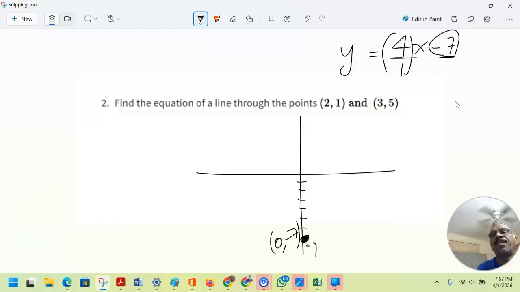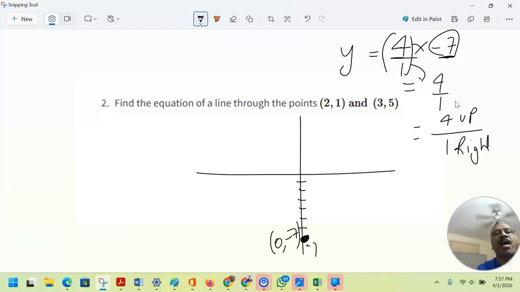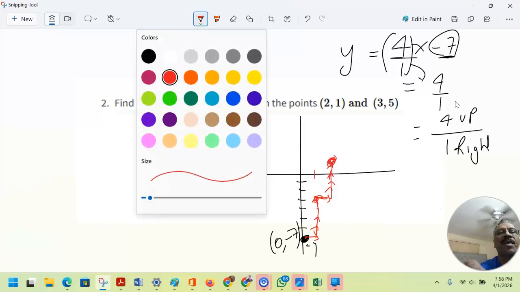So you start here. And what is the slope here? 4 over 1. You move 1 to the right, and you go 4 up. So I start here, go 1 to the right, and then 1, 2, 3, and 4 up. You can go one more time, 1 to the right, and 1, 2, 3, and 4. So this is how you can graph the line.